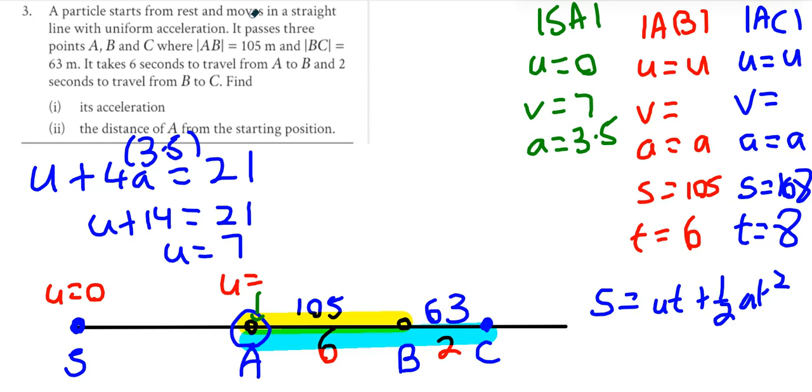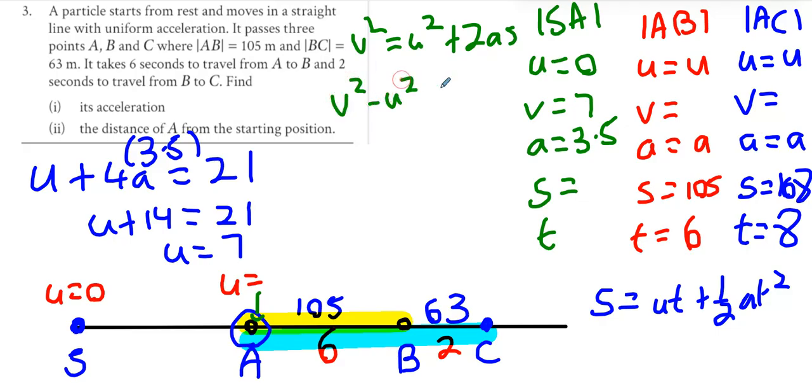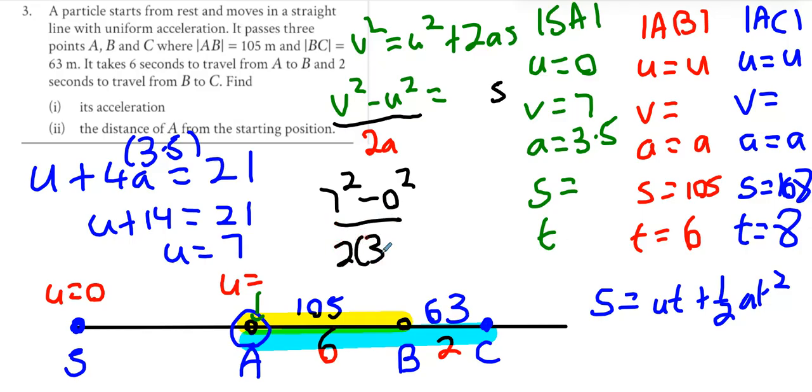And we don't need to find T. Could we do V squared equals U squared plus 2as? And then say that if you rearrange the formula, it's V squared minus U squared equals 2as. And you just grab that 2a and you put it underneath, and we could get the answer directly that way, couldn't we? So what's V squared? 7 squared minus 0 squared all over 2 times 3.5 equals S. S is 7 meters. So yeah, only covered 7 meters from S to A.